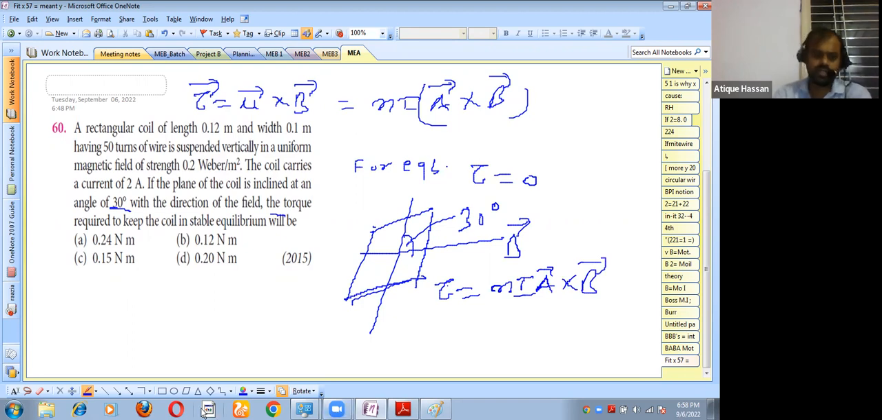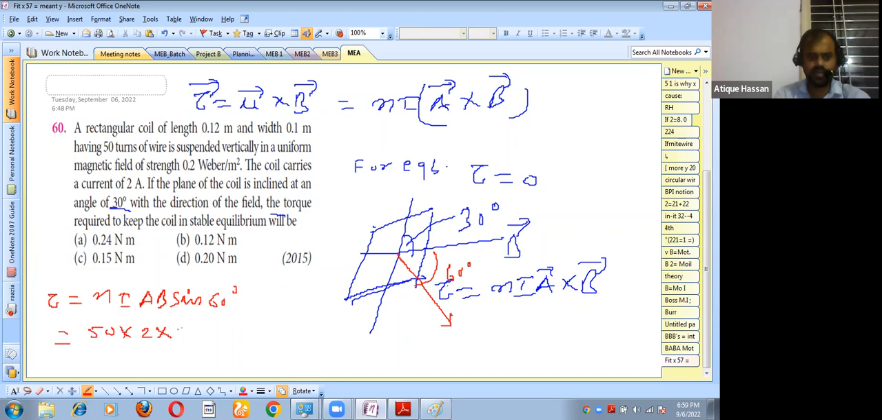What is the direction of the area vector? The area vector is always perpendicular to the plane. So the angle between the magnetic field and the area vector will be 60 degrees. So the magnitude of torque will be NIAB sine 60 degrees. N is the number of turns, that is 50. The current flowing in the wire is 2 ampere. The magnetic field is 0.2, and sine 60 we know is root 3 by 2.